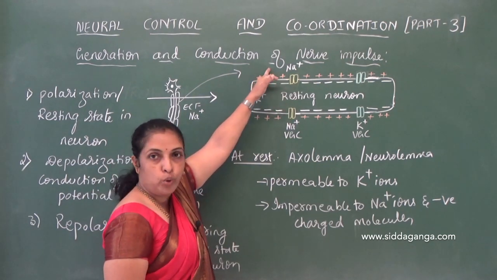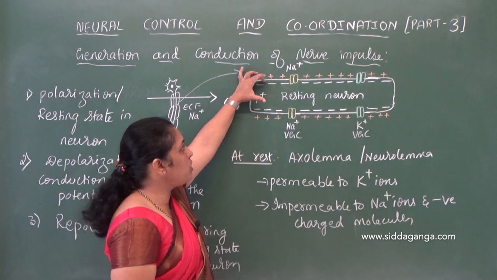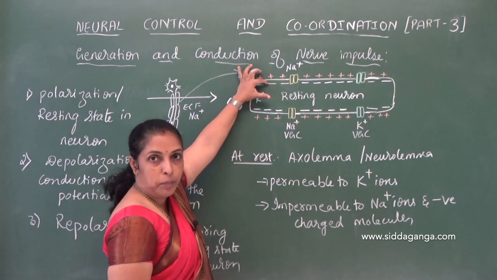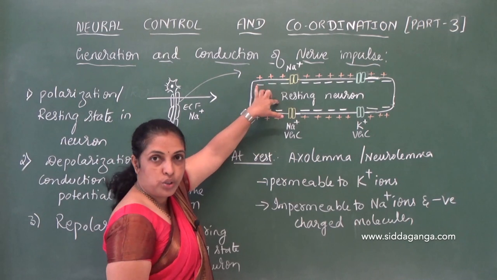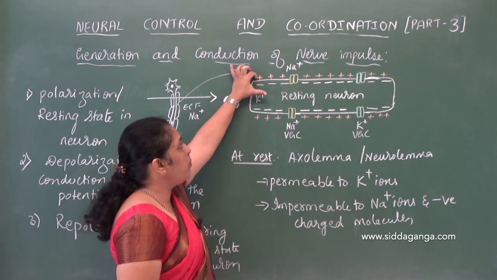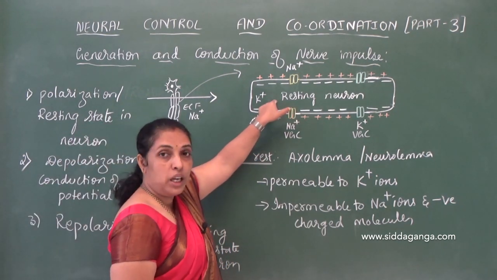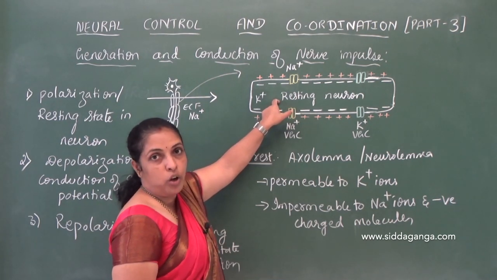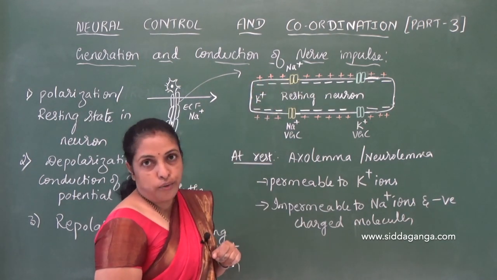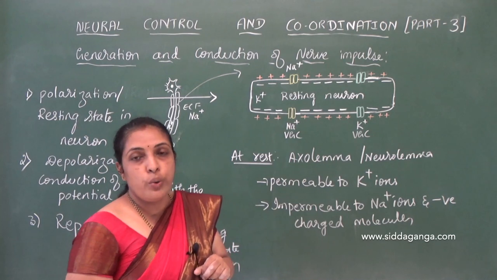The potassium will move from the axoplasm to the extracellular fluid because this membrane is permeable to potassium ions, and impermeable to sodium ions, so it does not allow sodium ions to enter the axoplasm. So this results in outside positive charges and inside negative charges. Inside the axoplasm we see large negatively charged protein molecules, and they cannot go out to the extracellular fluid. So inside we see negative charge and outside we see positive charge.